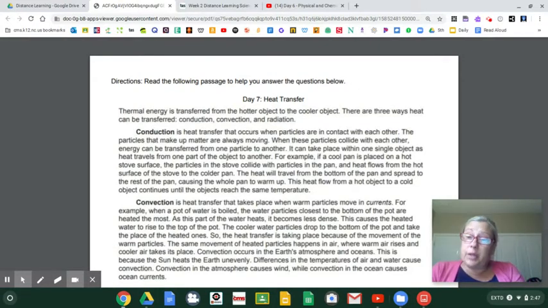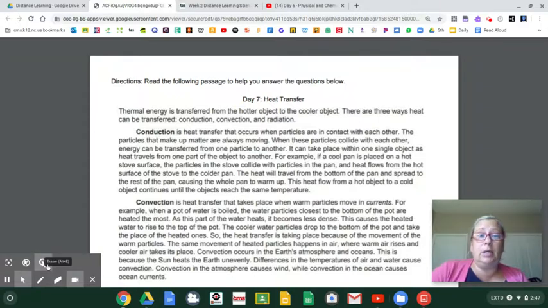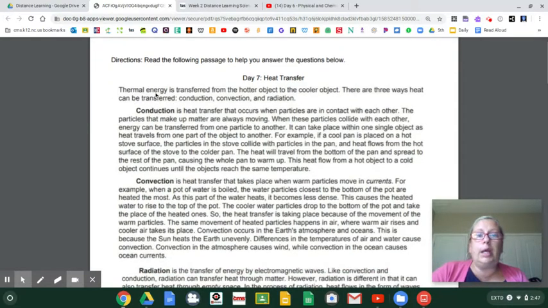I'm going to read aloud the passage for the J7 work that's in Mastery Connect. All right. Directions: Read the following passage to help you answer the questions below. Day 7, heat transfer. Thermal energy is transferred from the hotter object to the cooler object. There are 3 ways heat can be transferred: conduction, touch; convection, air, water, atmosphere; and radiation, sun, fire, electromagnetic waves.